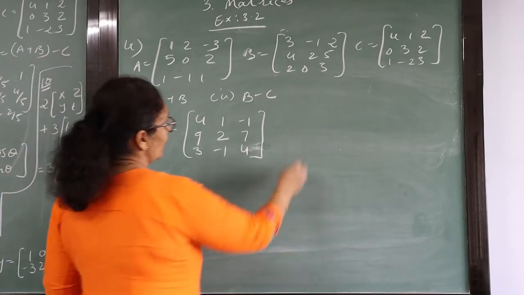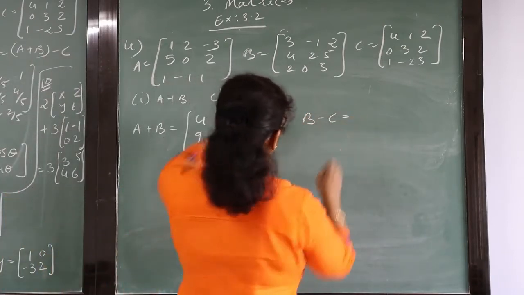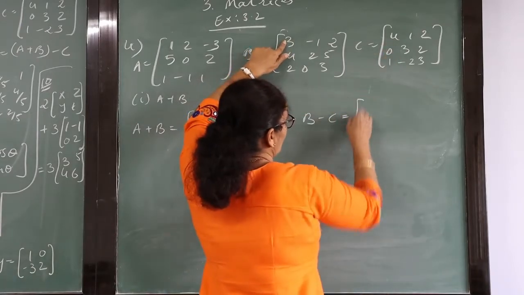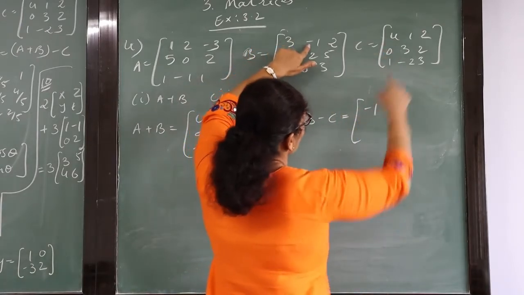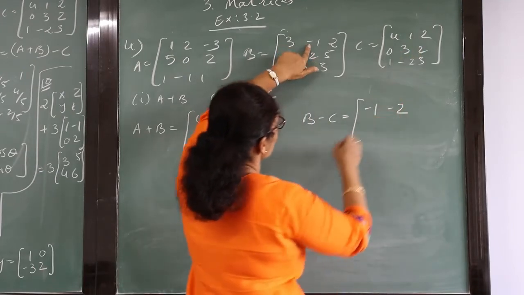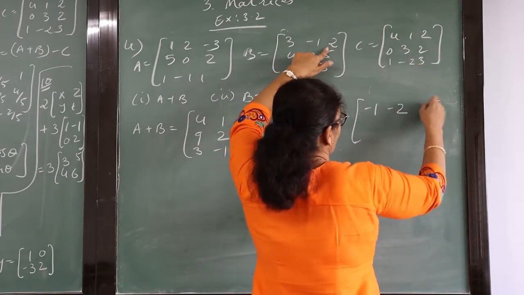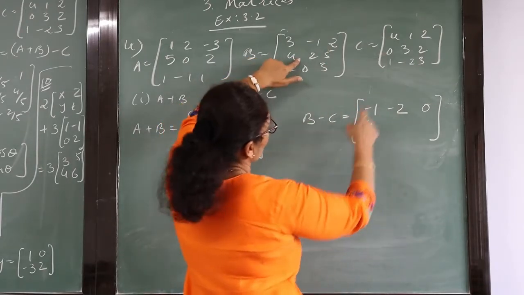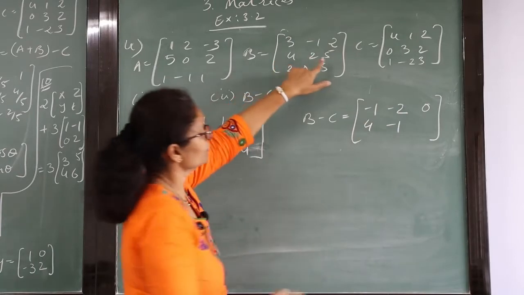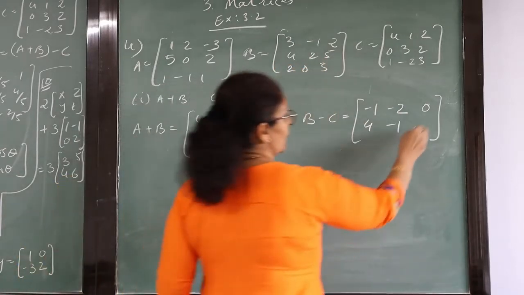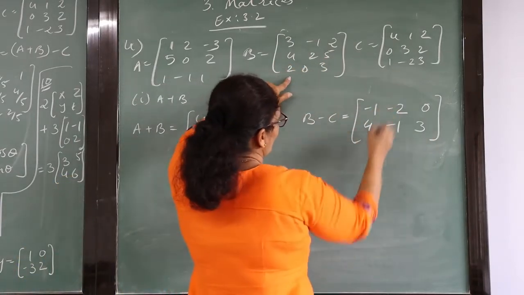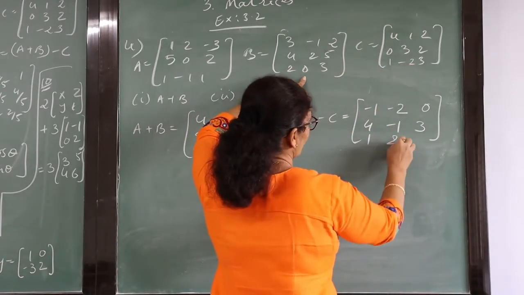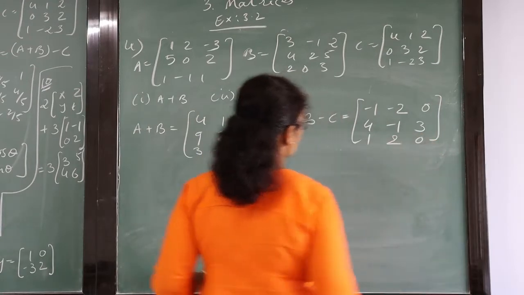Now the second result you have to find is B minus C. So subtraction of B and C. 3 minus 4 is minus 1. Minus 1 minus 1 will be minus 2. 2 minus 2, so 0. 4 minus 0, 4. 2 minus 3, minus 1. 5 minus 2, 3. 2 minus 1, 1. 0 minus 2 will be plus 2 and 3 minus 3 is 0.